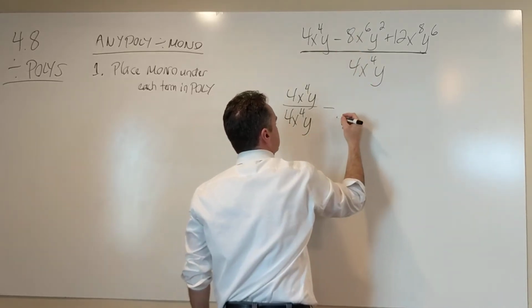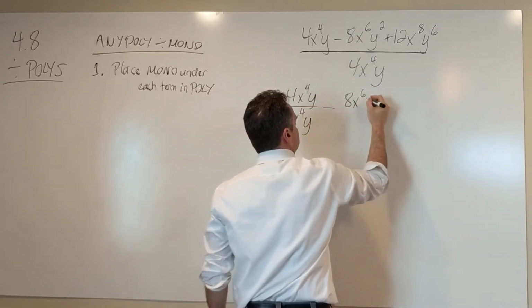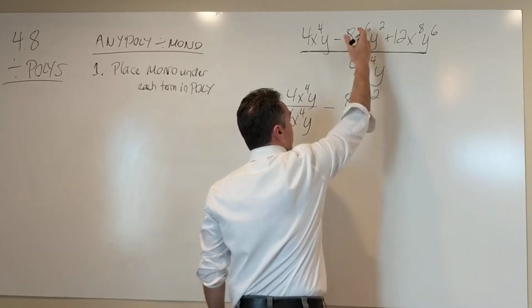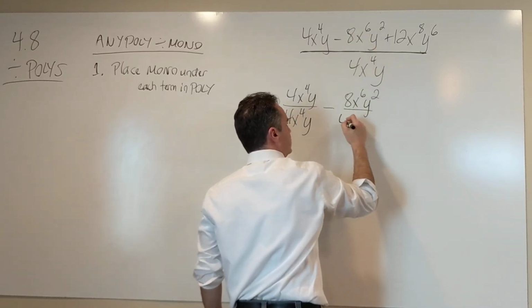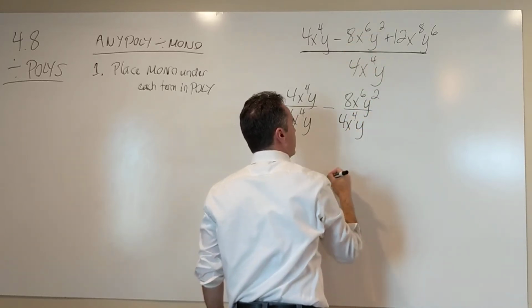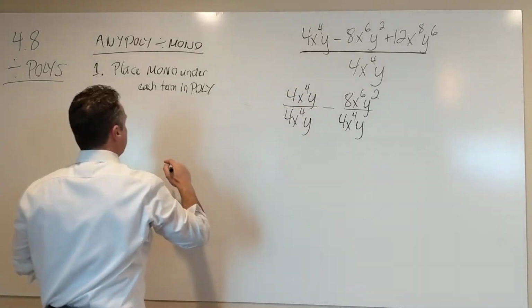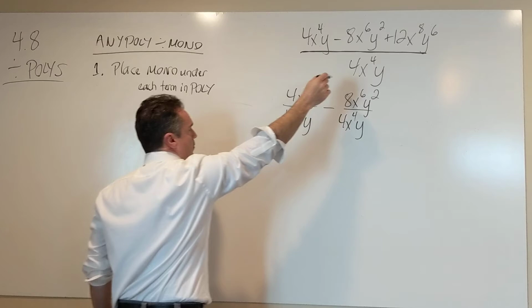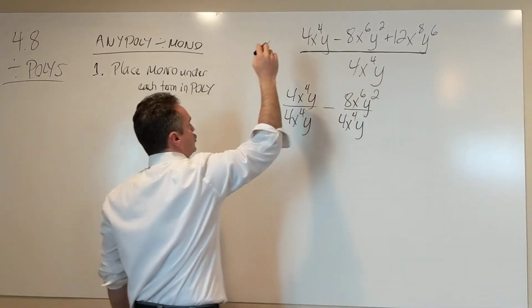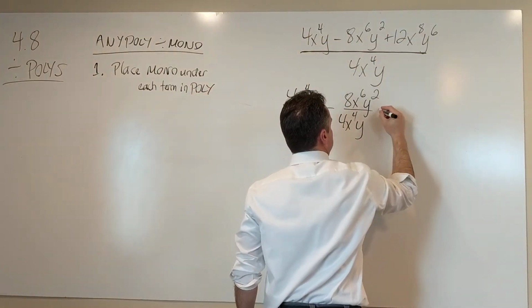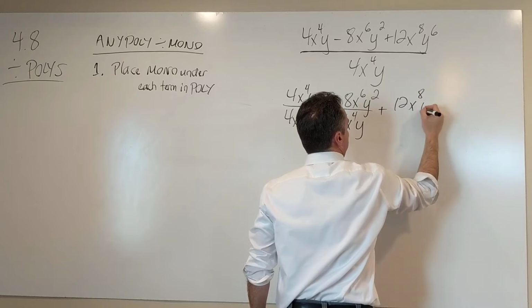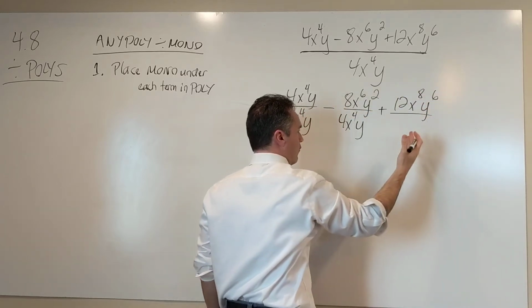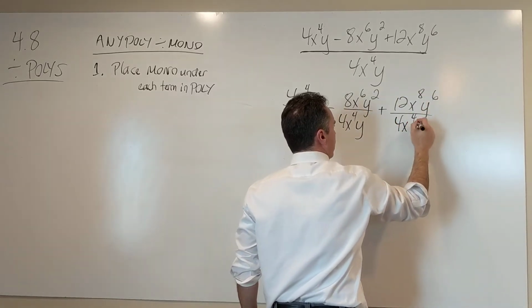So we're going to take this 4x to the fourth y, and we're going to place it under each term in the polynomial. That makes sense. So we have a minus here, that's going to drop down. We have 8x to the sixth y to the second. That's the second term in the polynomial, and we're going to place the mono underneath that. Okay, so we come back to this. Place the mono, that's what's in the bottom here, the monomial, under each term in the polynomial. So now we're going to take plus 12x to the 8th y to the 6th and put it over 4x to the 4th y.